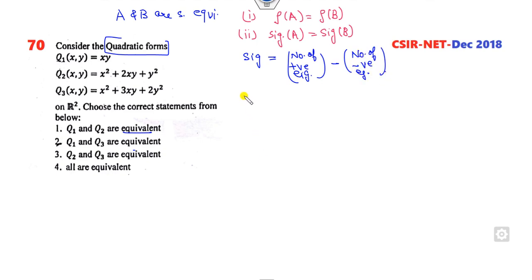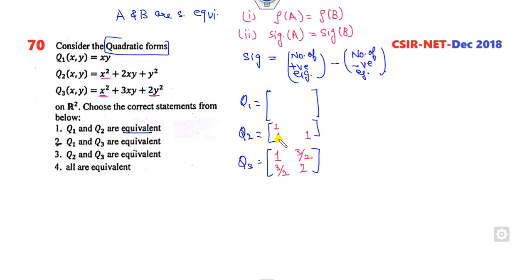That's the option. Now we can start from Q1. We can write Q1, Q2, Q3 in terms of the matrix because it's a quadratic form. We can easily write in terms of the matrix. Let's start from here. Coefficient of x square, coefficient of y square. For x, y here we can halve them: 3 by 2, 3 by 2. For the second one, 1, 1. Halve them, 1, 1. There is no x square, there is no y square, half and half.